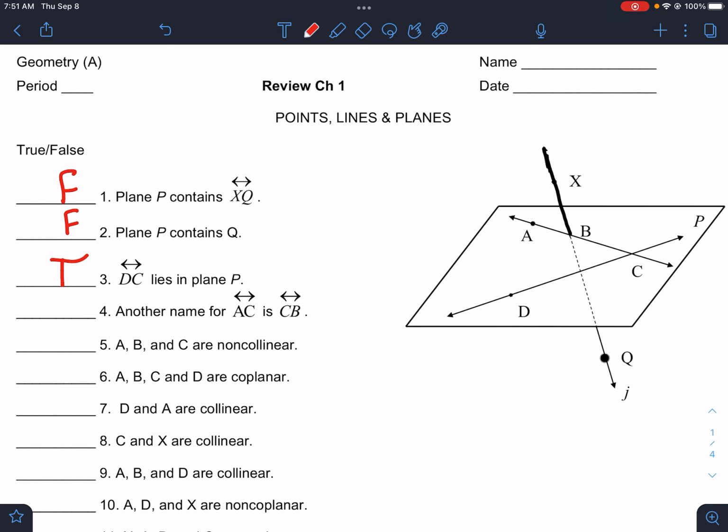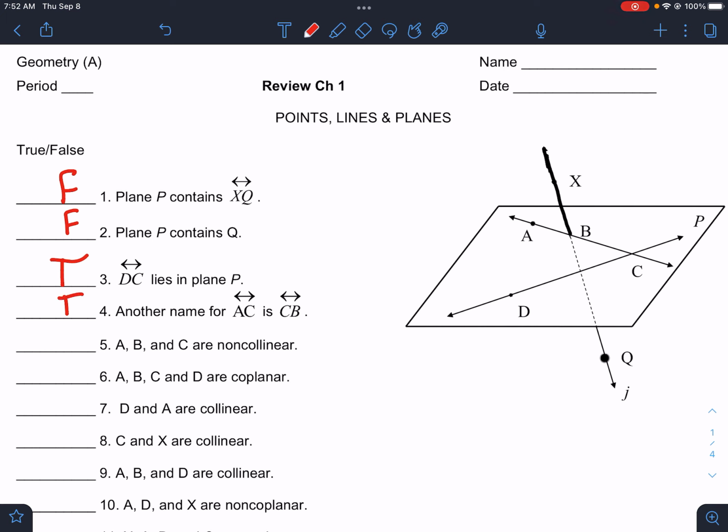Another name for line AC is line CB. Well, line AC would be A through C, would hit all those points. Would it also hit B? Yes, B, C, and AC are the same line. Not the same line segment, but they are the same line.